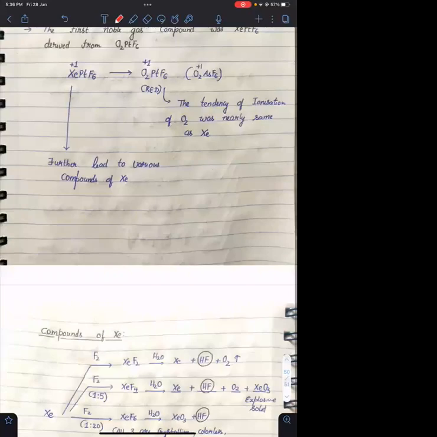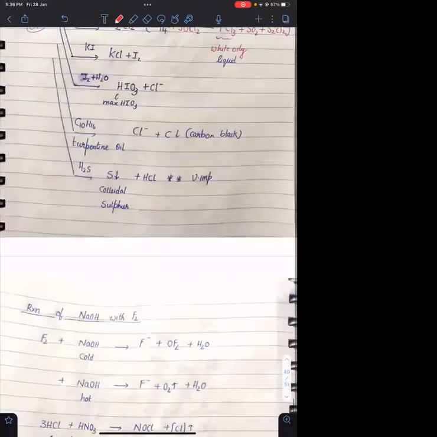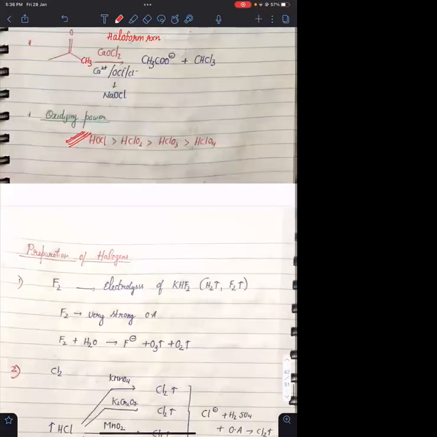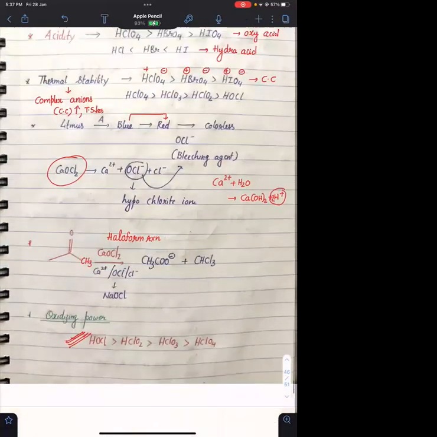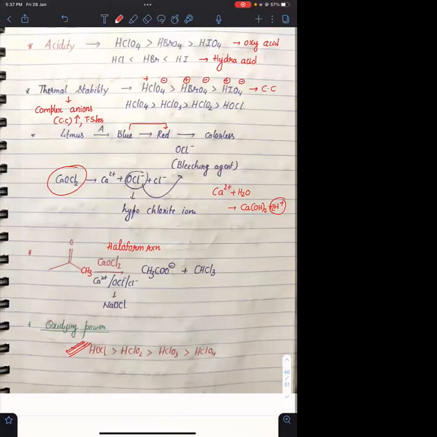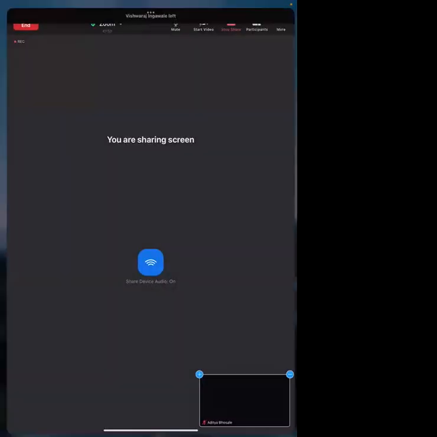ठीक है, यहाँ तक ही करते हैं. We'll stop here. I will take one more lecture anytime. I will complete this preparation methods of halogens. And starting में general properties of group 15. We will complete that later. Okay.